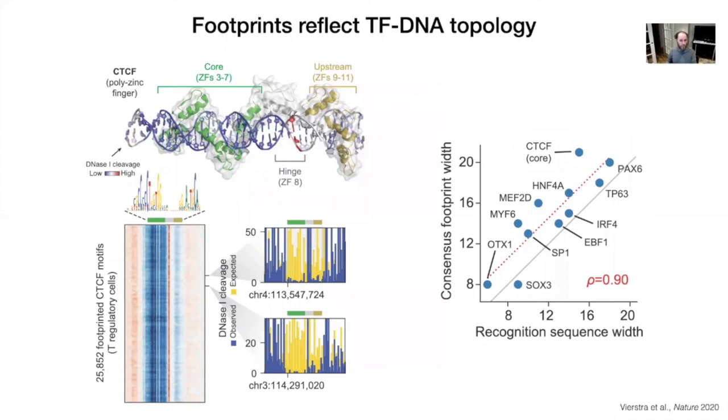Now, because TF engagement creates alterations in DNA shape and protects underlying phosphate bonds from nuclease attack, we wondered to what extent fluctuations in the DNase I cleavage rates reflected the topology of the transcription factor-DNA interface. Here we focused on CTCF. CTCF is a well-known polyzinc finger protein, which has two clusters of zinc fingers that bind DNA separated by a hinge. And that hinge region is thought to mediate DNA bending.